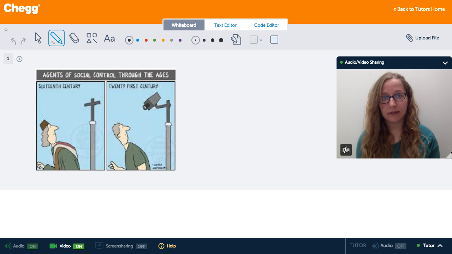Another theorist on control theory was Travis Hirschi, who developed bond theory, which is a sub theory of control theory. Basically, what bond theory says is that people are less likely to commit deviant acts if they have four types of social bonds. So the first type is attachment, which is the extent to which someone feels bound to specific social groups.